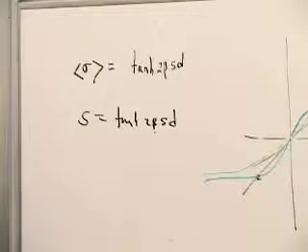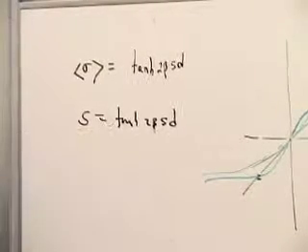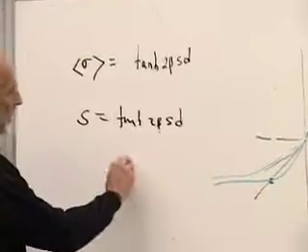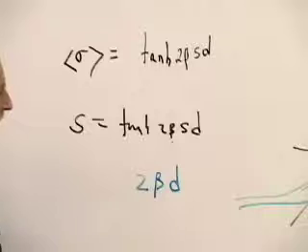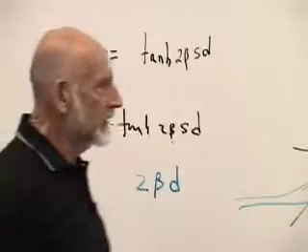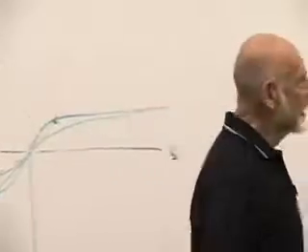At the origin, I think it's just twice beta d. So, twice beta d, is that right? I mean, if we differentiate tanh, can anybody do that? All right, let's do it, just to convince ourselves that I'm right.